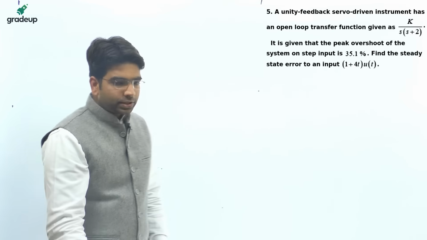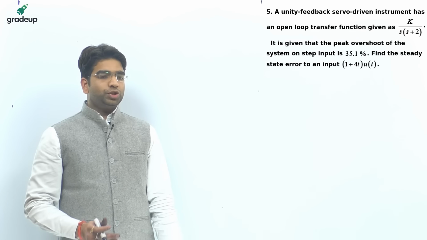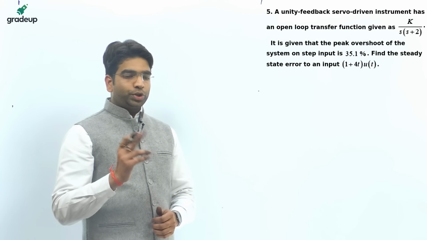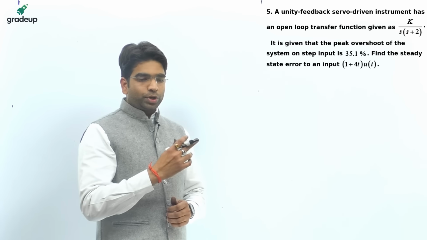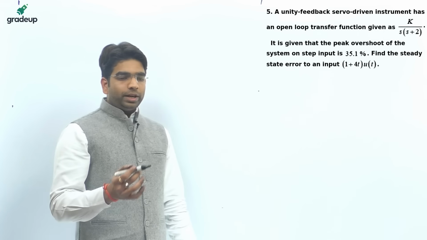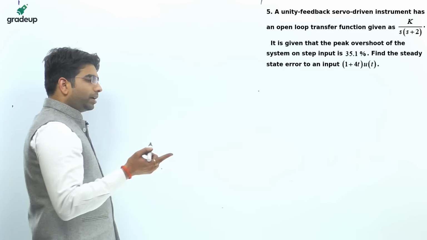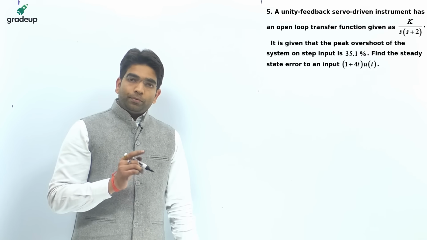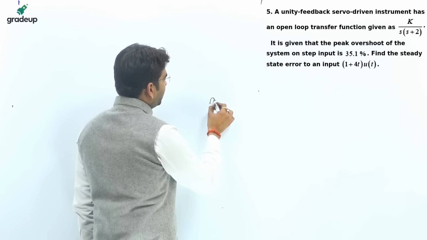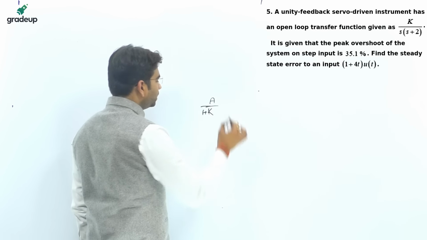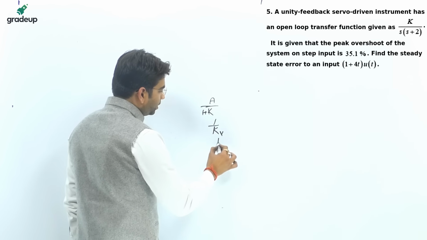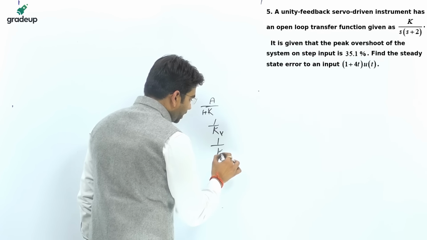So next set of question was, before you, the unity feedback servo driven instrument has an open loop transfer function given as K upon S plus 2. It is given that the peak overshoot, I already told you what was peak overshoot, was 35.1%. The steady state error to an input depends upon the input that is applied. For type 1 system, the steady state error will be A upon 1 plus K. Okay, for ramp type, steady state error will be 1 by KV.